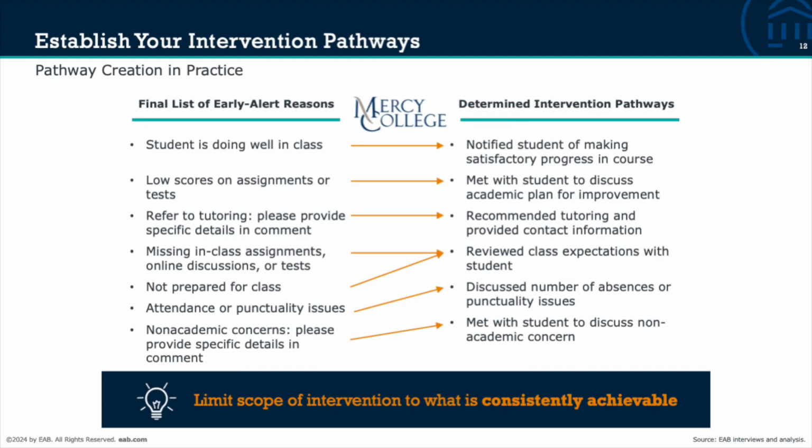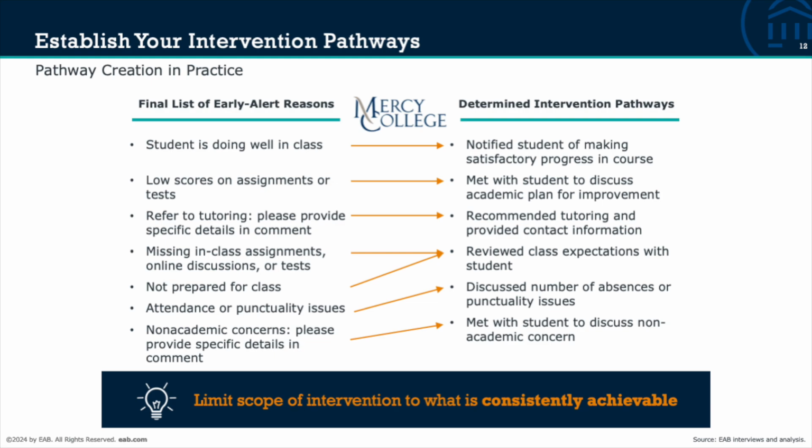And so where they landed actually is here, right? So again, thinking about how they limit their scope to what is consistently achievable. The first one was student is doing well in the class. They wanted to keep some type of kudos or positive alert. That is just notifying the student of, hey, you're doing really well in the class. Your faculty in this particular course sees that and wanted to let you know about that.